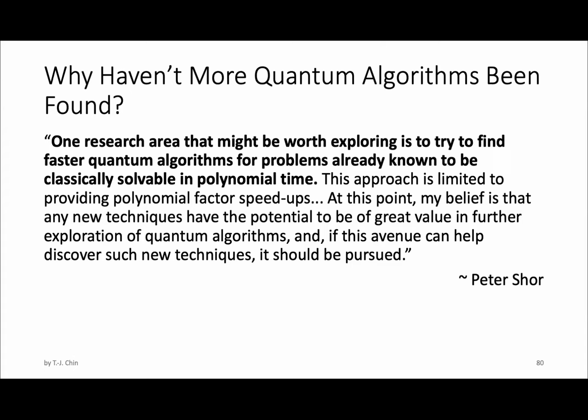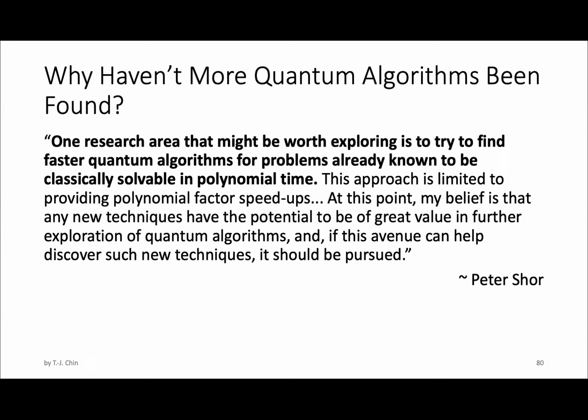I'd like to end this talk by quoting Peter Shor. Shor is, of course, the originator of the factorization algorithm, the one with the exponential speedup. He wrote a survey paper, Why haven't more quantum algorithms been found? And he listed a few reasons. Partly it's because the quantum approach is so different that algorithm designers are finding it hard to come up with new algorithms. There are other reasons that he hypothesized in the paper.